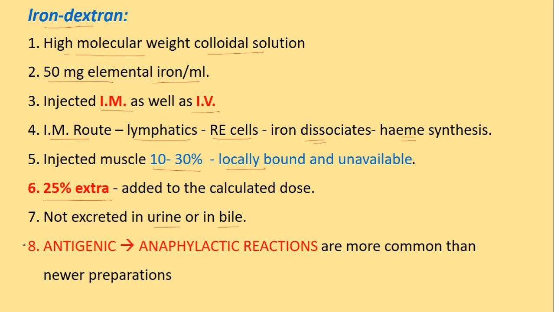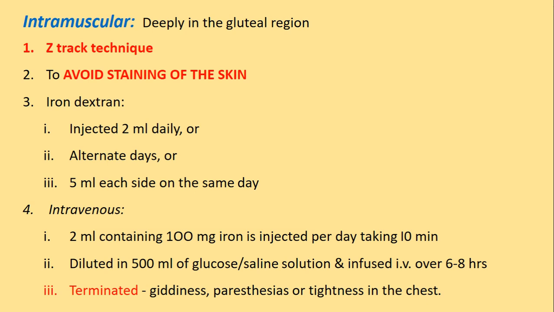This is very important. The iron dextran is antigenic in nature. So whichever drug shows antigenic or immunogenic property is more prone to anaphylactic reaction compared to the other newer preparations. So coming to the intramuscular route, it is given deeply in the gluteal region.